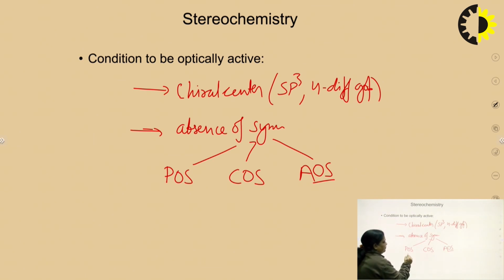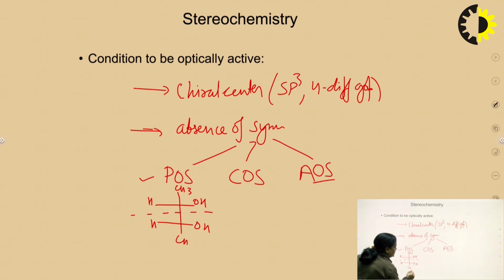Plane of symmetry means if we cut the compound into two equal halves and we get the same form or mirror image, then this compound has a plane of symmetry. For example, CH3, OH, H, OH and CH3. In this, we imagine a plane like this. Here we see that we get the two same forms. So this compound has a plane of symmetry. It means this type of structure will not be optically active.